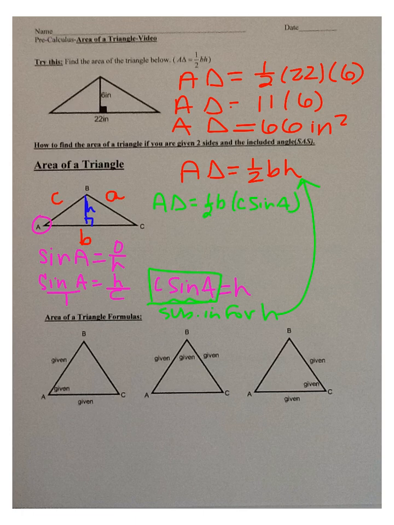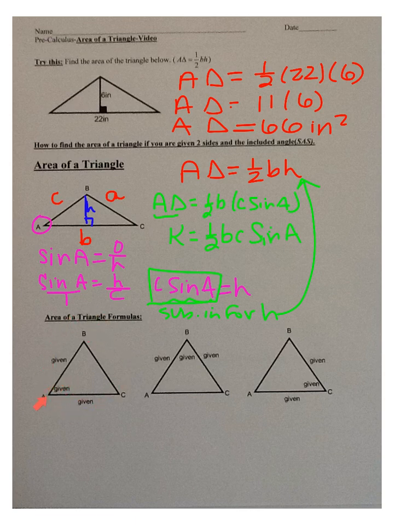So area, and now we don't use A for area, we use K. So K is equal to 1/2 bc sine of angle A. So that's your formula. So we're going to go through different ways to manipulate the formula down here on the bottom. Okay, so let's take a look at the first triangle down here.